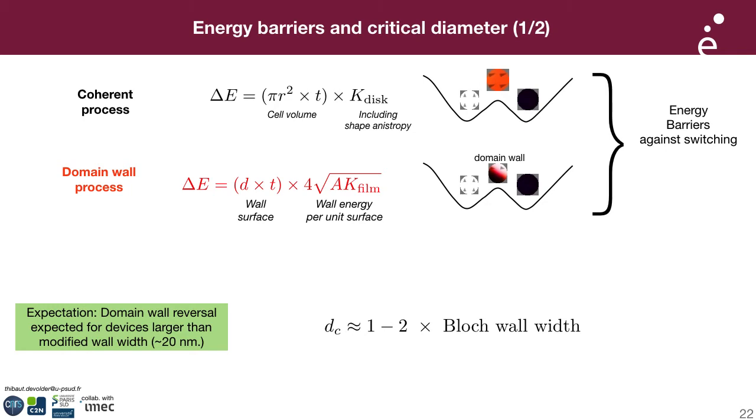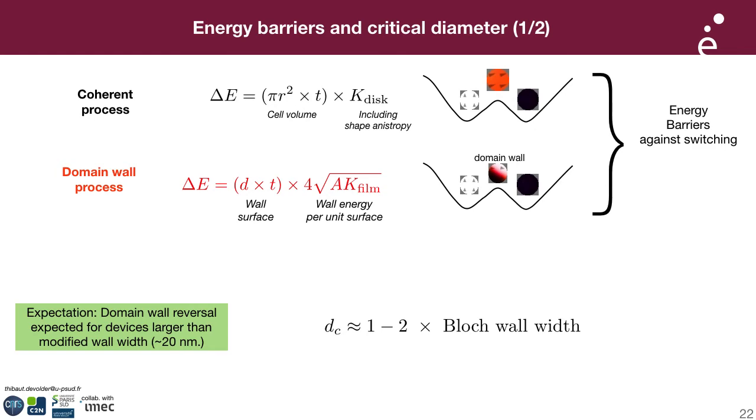So this is proportional to the cell volume times the volume shape anisotropy. And if you have a domain wall process, the maximum of energy during the reversal is when you have the domain wall along the diameter. So the energy that it costs is the wall energy per unit length times the wall length, which is the diameter. And in fact, these two energies cross each other when you have a cell that is typically a few times the Bloch wall width.